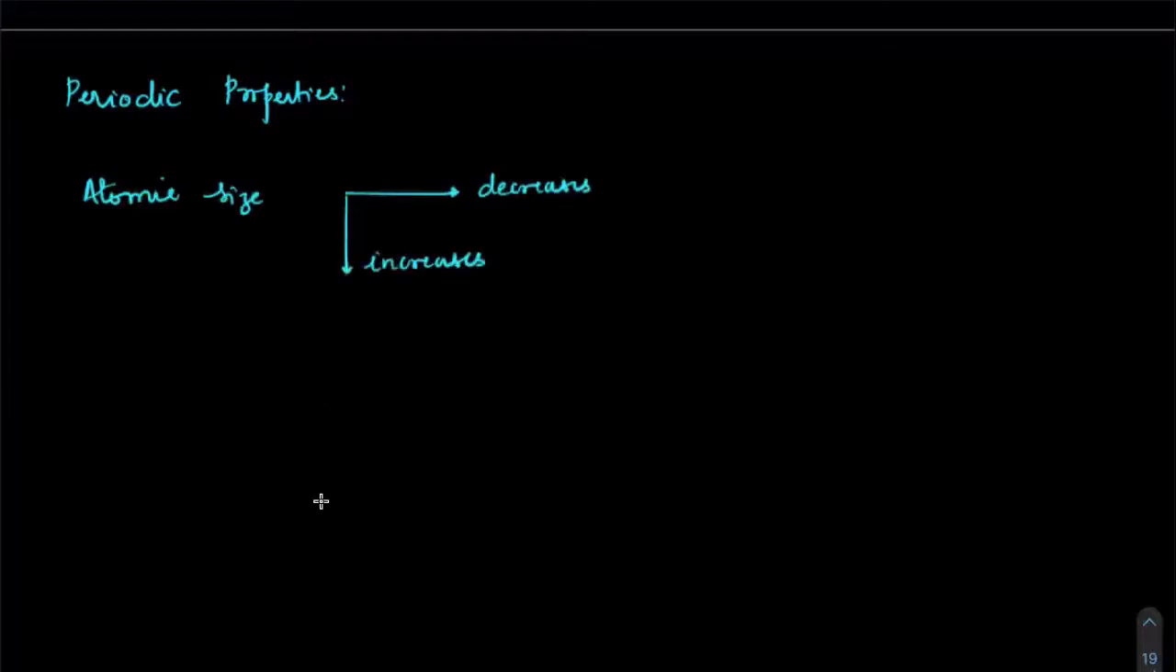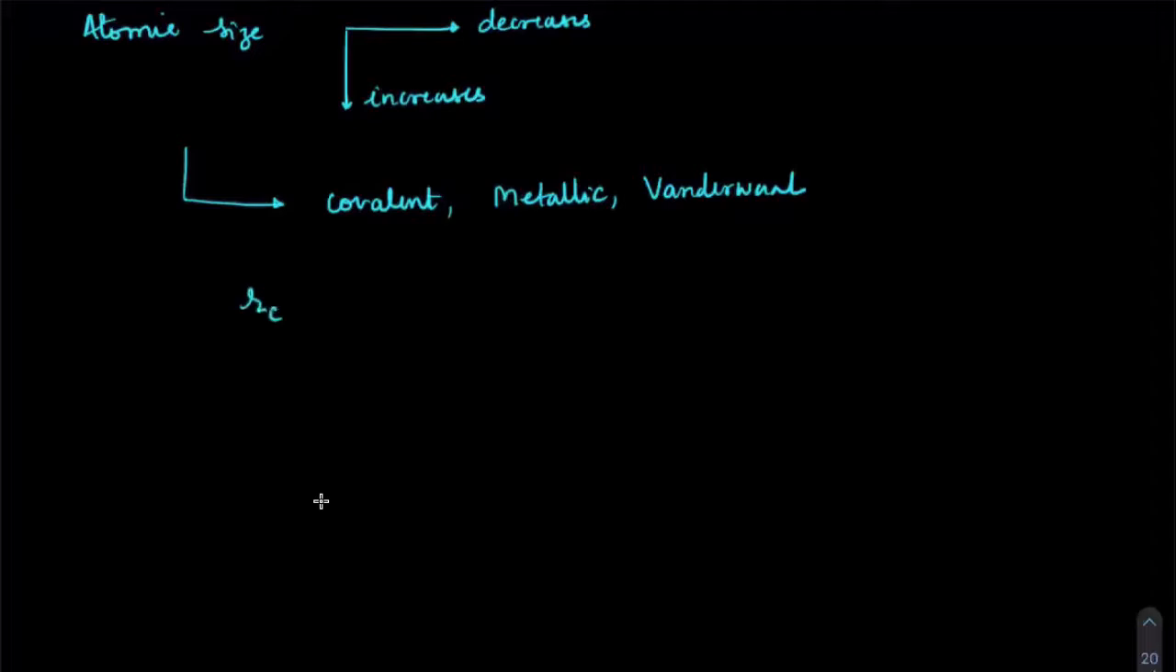Now there are three types of radii which you can always compare. One is covalent radius, the other is metallic radius, and the last is van der Waals radius. Covalent radius is generally always smaller than metallic radius and van der Waals radius for a particular atom. So if you compare the covalent radius of hydrogen with its metallic radius, its van der Waals radius will always be bigger. This is what you must know.